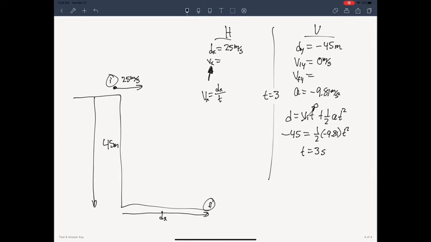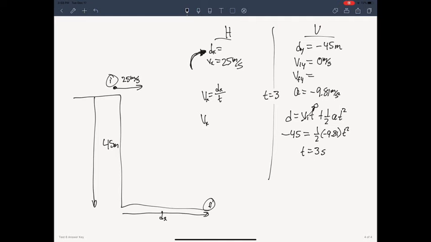Okay, so we've got Vx is 25 meters per second. Oh, I made a huge mistake right there, didn't I? This should be right here, 25 meters per second. And we're not looking for Vx. We're looking for dx.